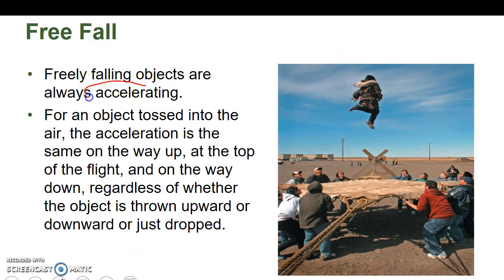Free-falling objects are always accelerating. They're always going to speed up as they go down, and they're always going to slow down as they go up. So for an object tossed in the air, the acceleration is the same on the way to the top as it is on the way down. And so we just want to consider acceleration to be the same for everything in free fall.